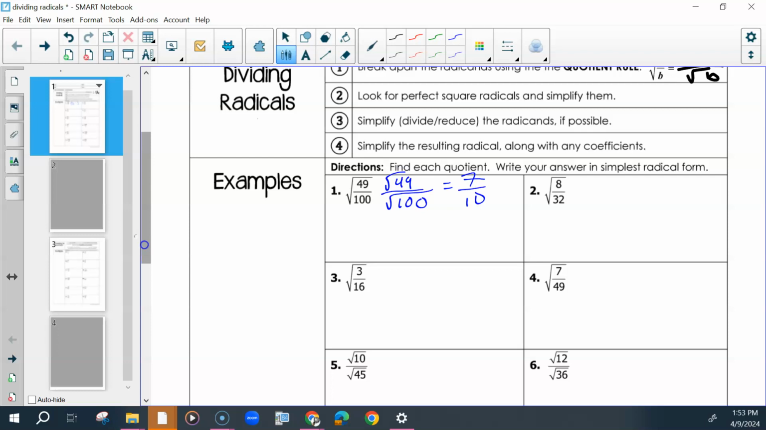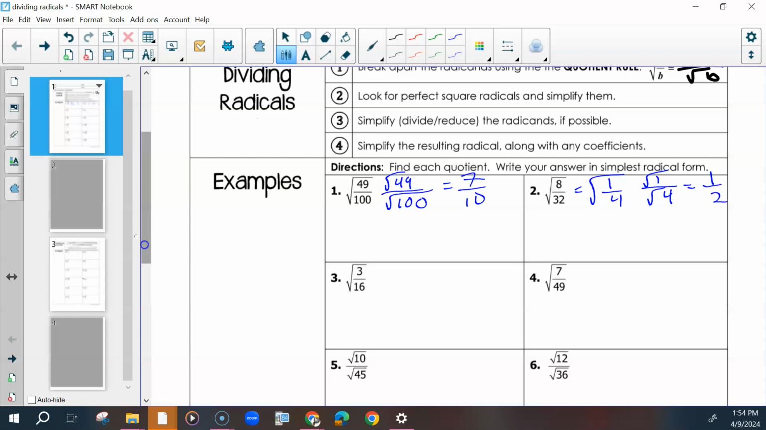But if I had something like number 2, well, these are both underneath the radical. So instead of separating them into two different radicands, I'm going to just simplify what I have. 8 over 32 does simplify to 1 over 4. And then I can still do what I did in number 1 and separate it. Because both of these are perfect squares, this would give me 1/2.